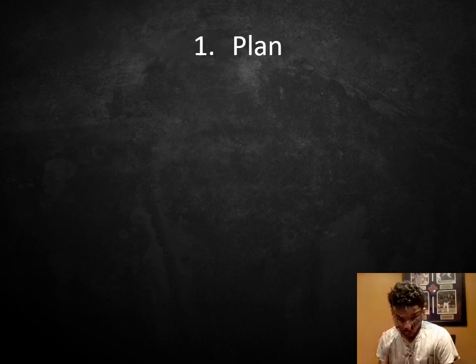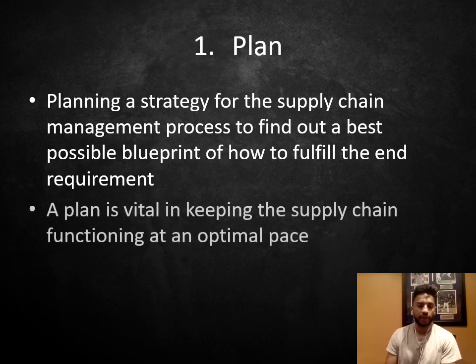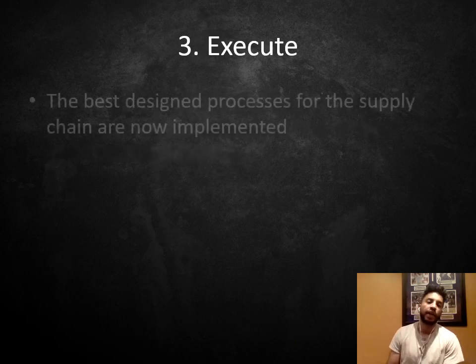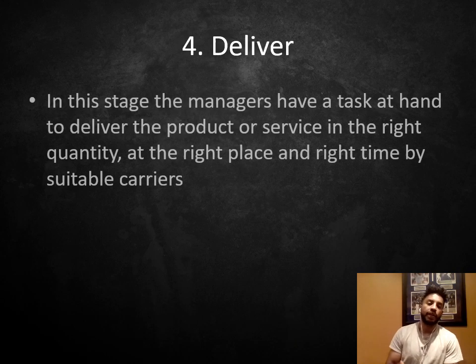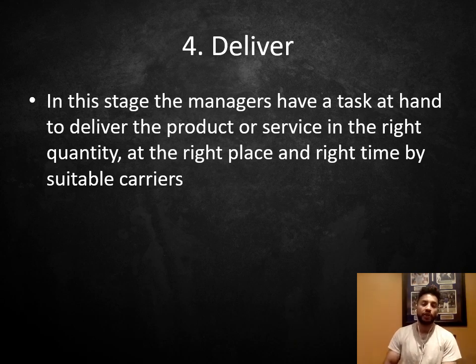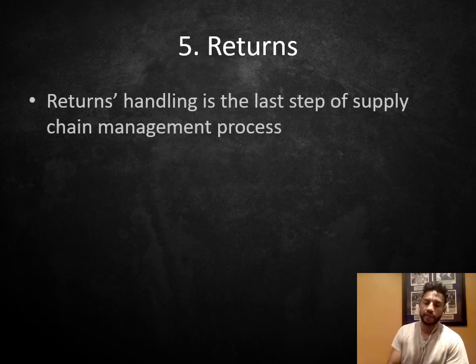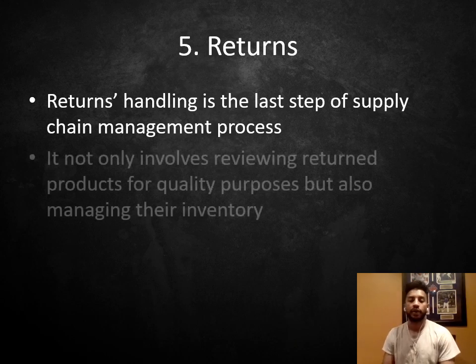So talk about plan. Planning is a strategy. It's vital in keeping the supply chain functioning at optimal pace. Source, right? Determine the most reliable supplier. Execute, actually putting the plan into place. Deliver. In this stage, the managers have a task at hand to deliver the products. Now you did everything, you executed, now you got to deliver the product. And then you got to make sure you manage returns, right? Handling returns is the last supply chain management process, and it helps you pinpoint where any of the issues are.